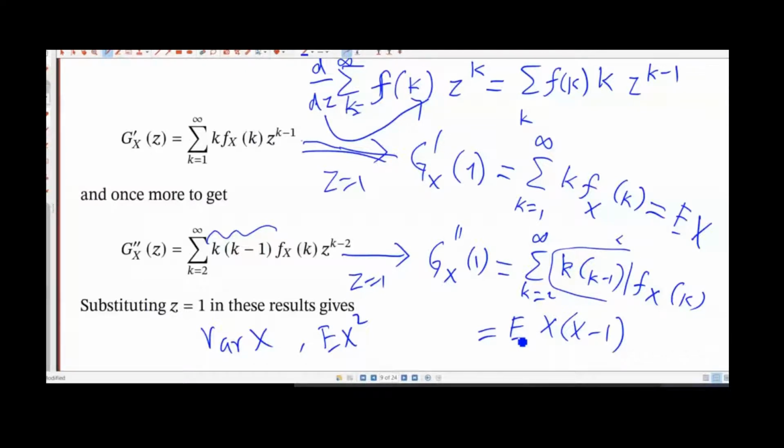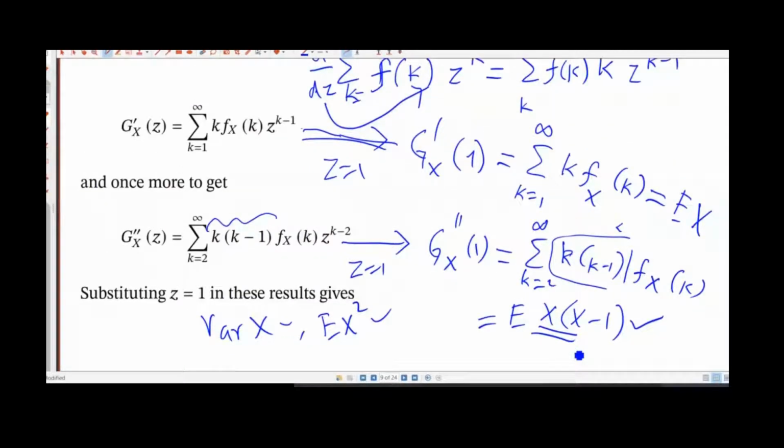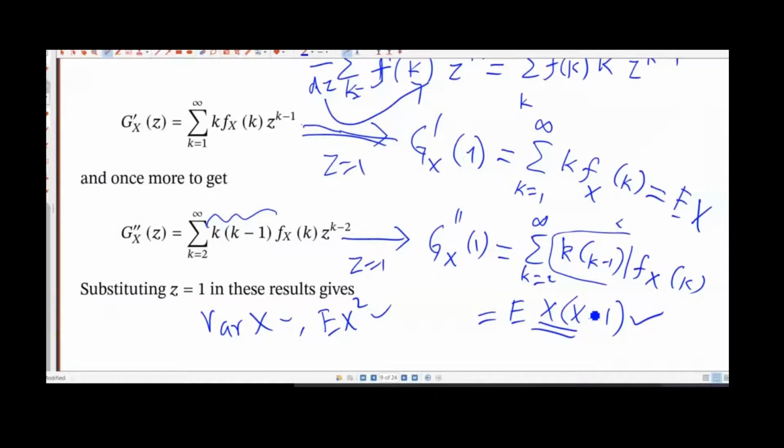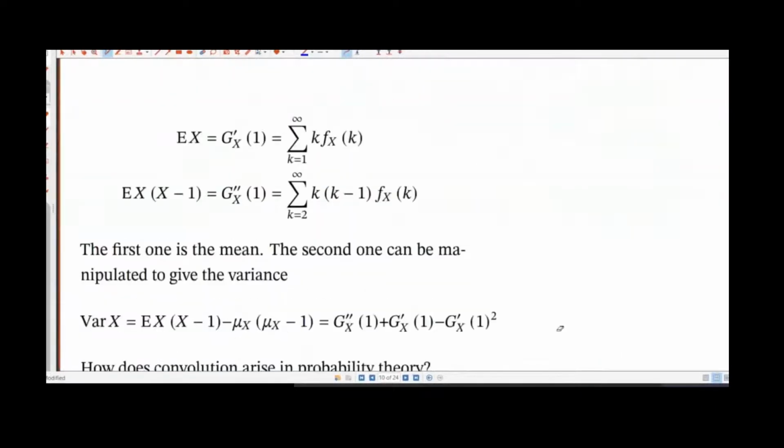And here is another reason. One reason was that telescoping method that I showed you in a video, and it has a connection with PGF as well. So double derivative of PGF evaluated at z equal to 1 gives me the expectation of this quantity, yeah, x times x minus 1. And single derivative evaluated at 1 gives me expectation. So I have basically discovered these two nice formulas. Yeah, the expectation is just the first derivative at z equal to 1.